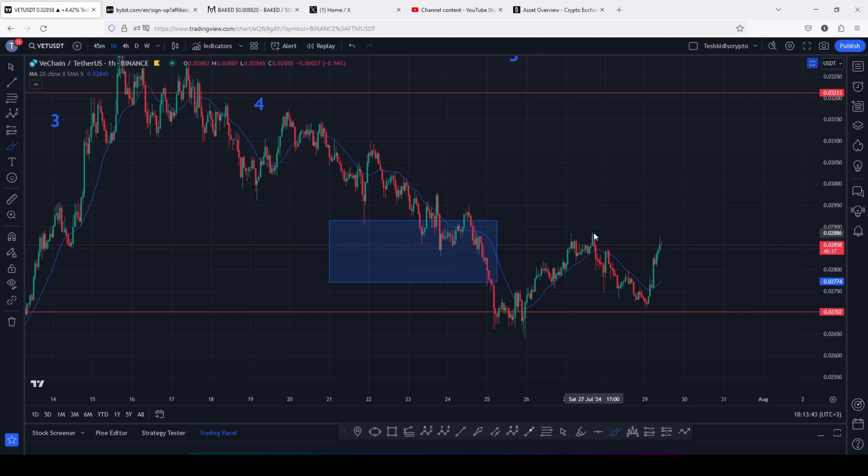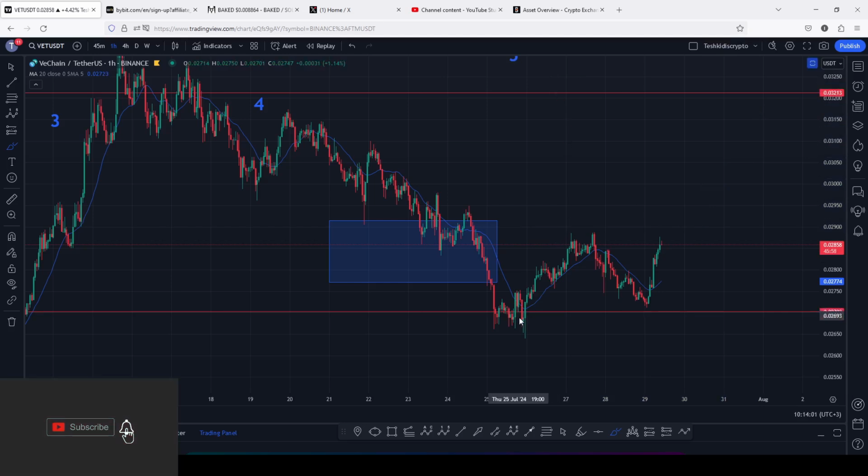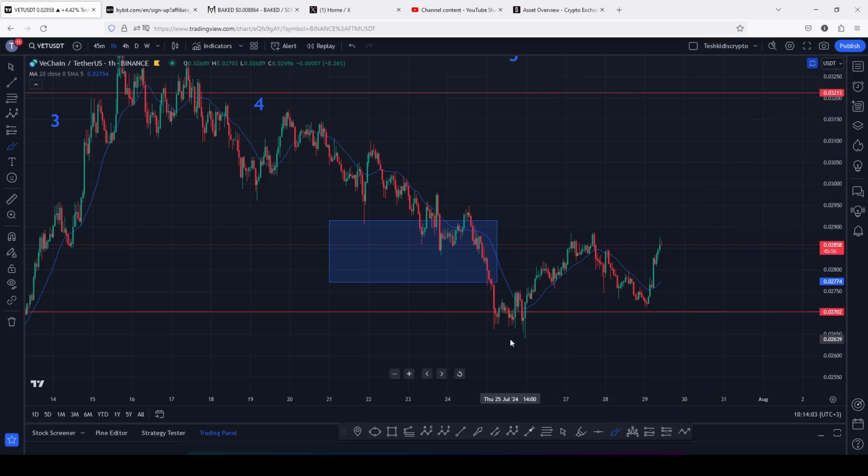And the next key area of resistance that I'm watching to see a break above lies above the 0.02886, and the moment we manage to break above that, then I have my eyes above the 0.03 in the next coming hours. And on today's video, I will be discussing an Elliott structure that is playing out here on the Vechain chart, and also give you my breakout target areas.